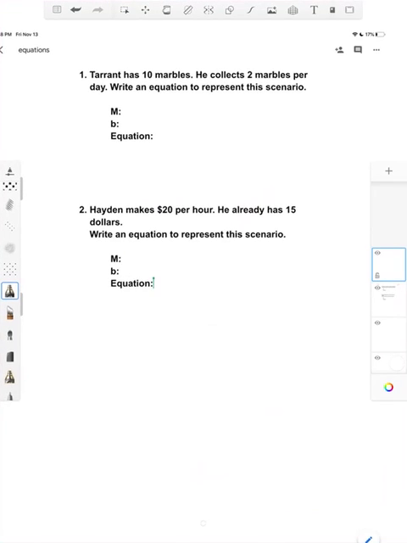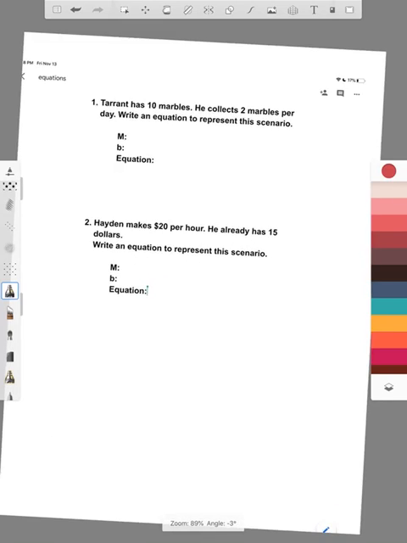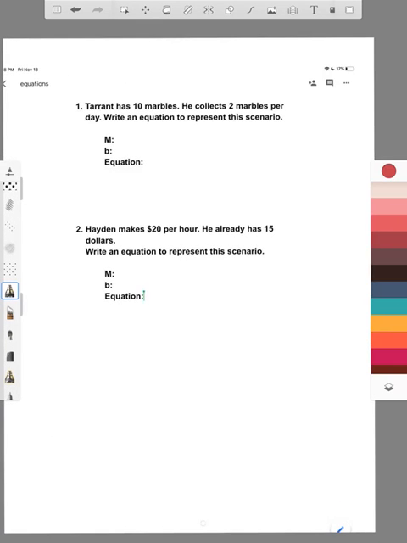How's it going, everybody? We're going to do a short little refresher video on what's expected of you whenever you're trying to convert word problems to equations. All right, so we're going to start off with our first question here. This question reads, Terrence has 10 marbles. He collects 2 marbles per day. Write an equation to represent this scenario.